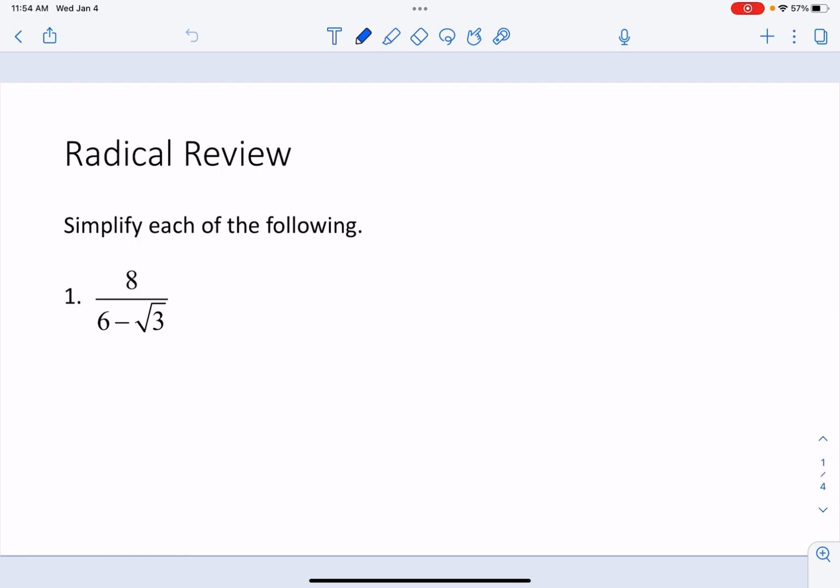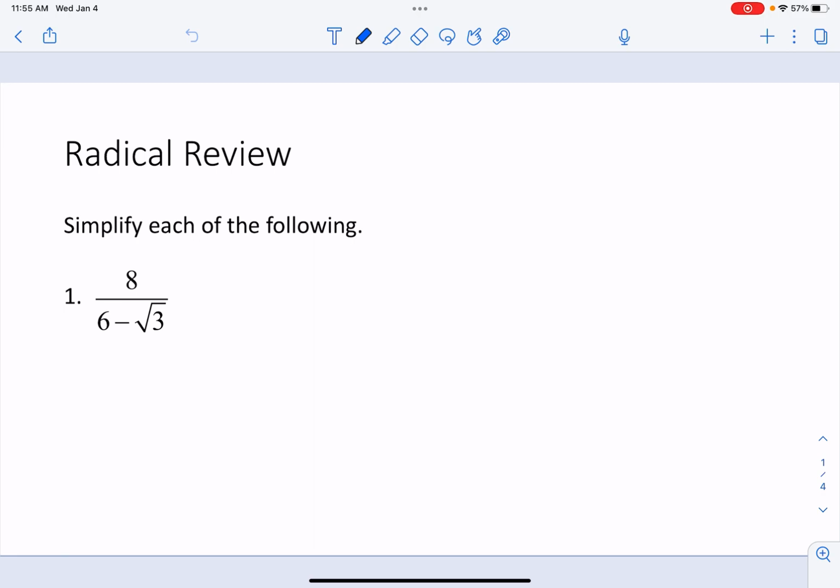Today we're going to be reviewing a little bit more with radicals where we have a radical in the denominator, but it's being added or subtracted from another number. So this one's a little bit more complicated. What we have to do is multiply by what we call the conjugate.